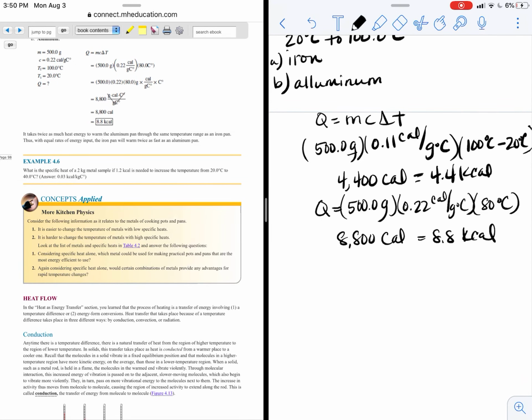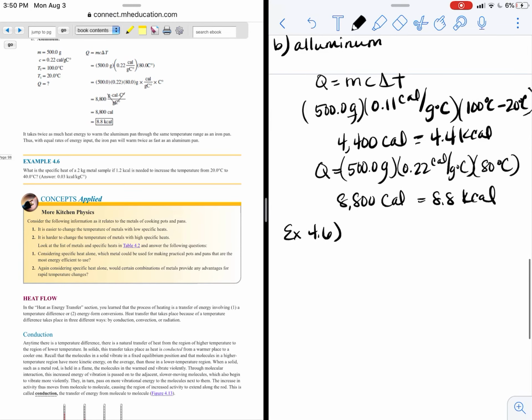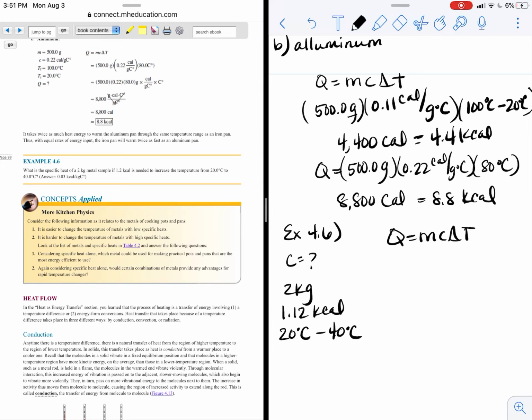And so I like example 4.6. Let's do it really quick. It says, what is the specific heat? So now it's wanting us to find specific heat of a 2 kilogram metal sample if 1.2 kilocalories is needed to increase 20 degrees Celsius to 40 degrees Celsius. Okay, so we're still using our same equation, but we're solving for specific heat. So you got to rearrange everything here.